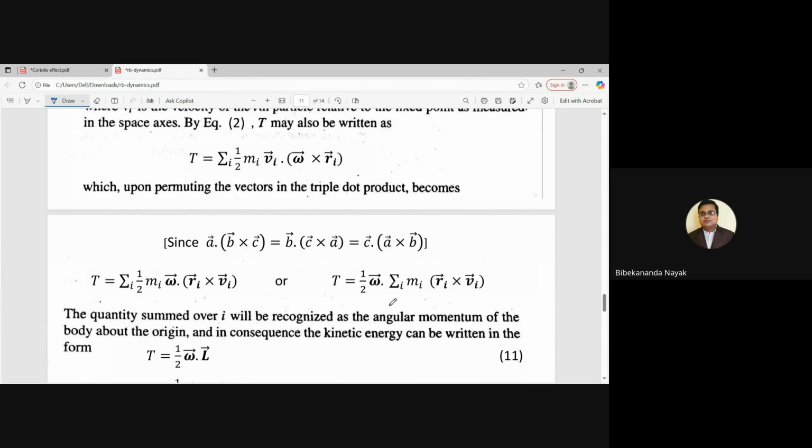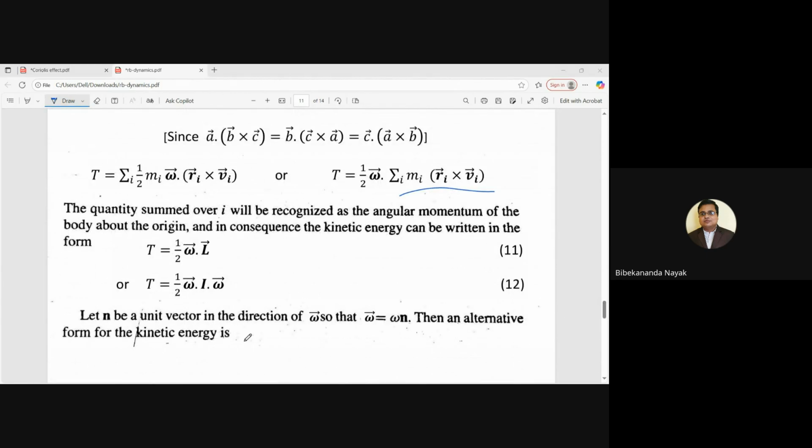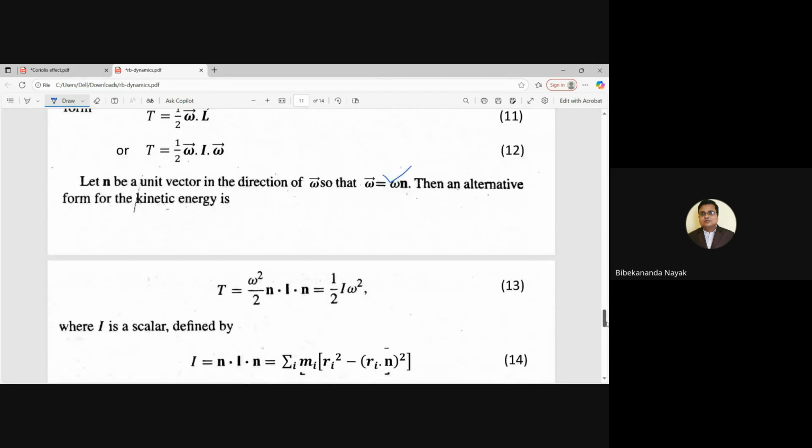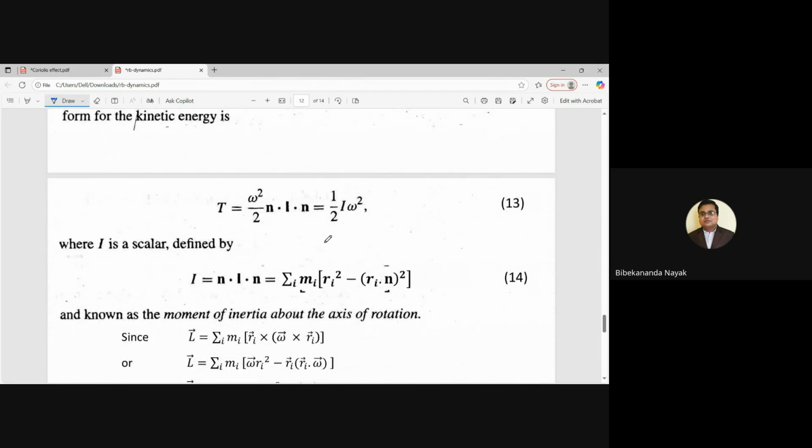What is this term? It is L. We already showed that, so it is omega cross L. But again, L is equal to I omega. So I can write T is equal to half omega dot I dot omega, where I is the moment of inertia tensor. Omega is omega n cap. So I can take n cap omega square outside, n cap dot I dot n cap, which is equal to half I omega square. Here I is a scalar.